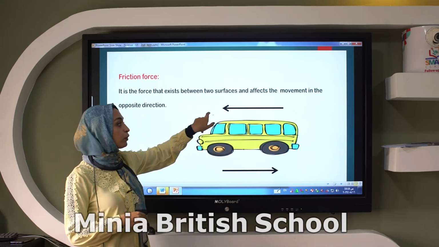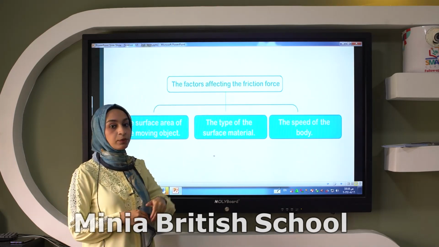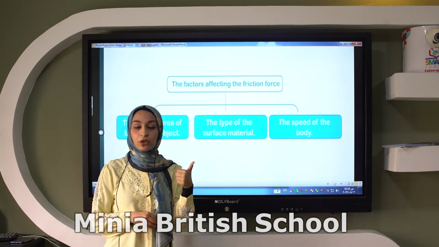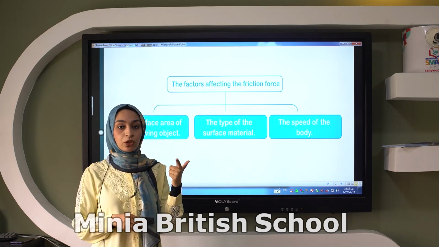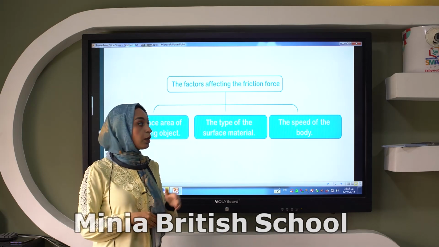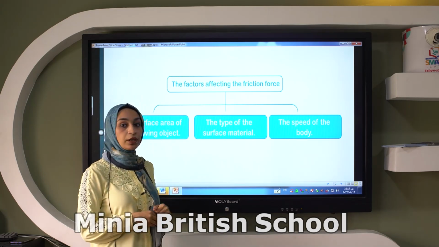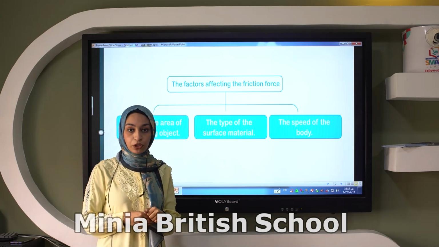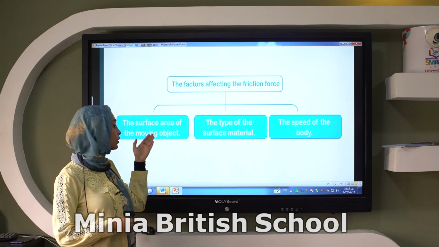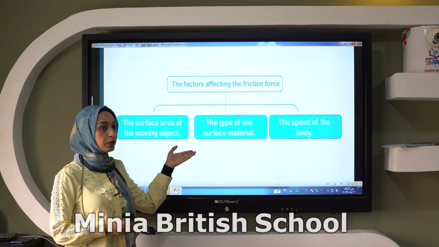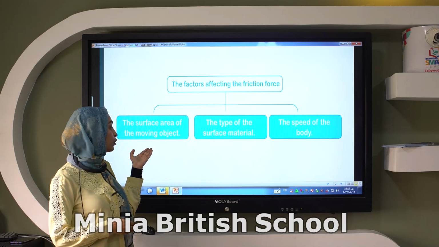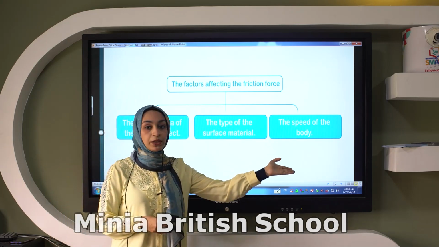What are the types of friction? We have three types of friction: friction between solid objects, friction between solid and air, and friction between solid and water. What about the factors that affect friction? Generally, we can say the type of the surface material, the surface area, and finally the speed of the body.